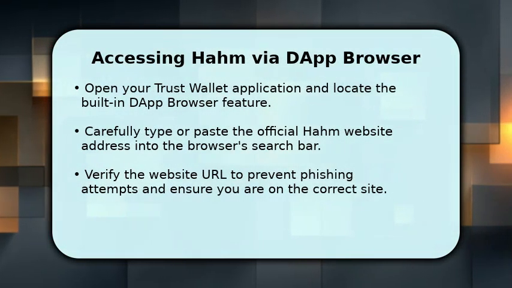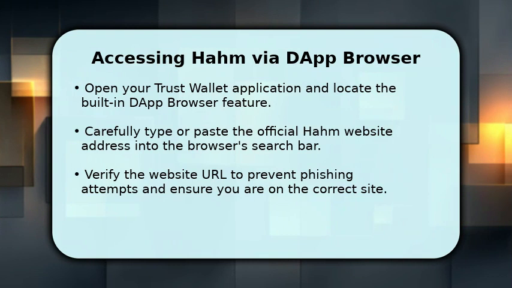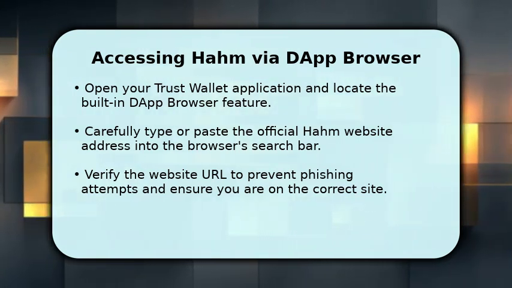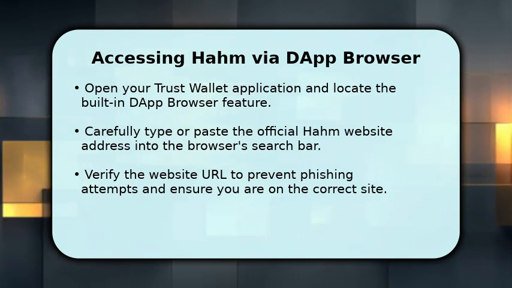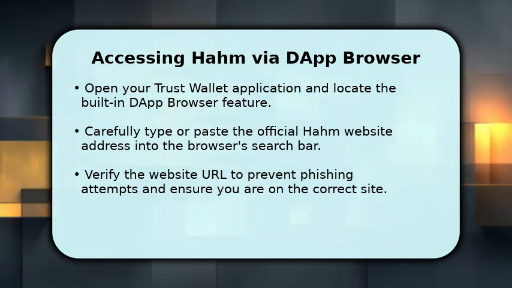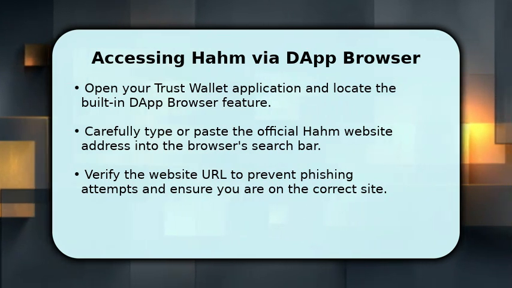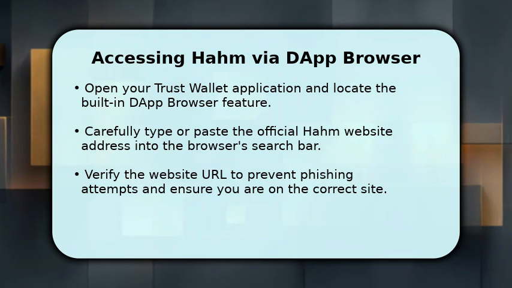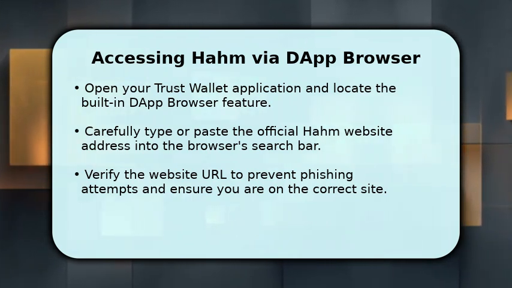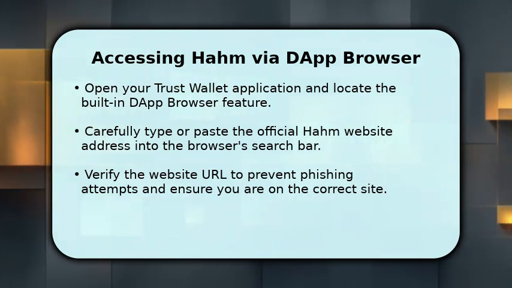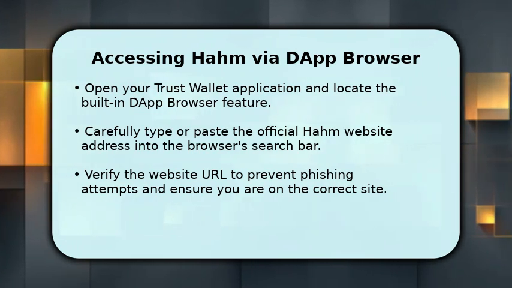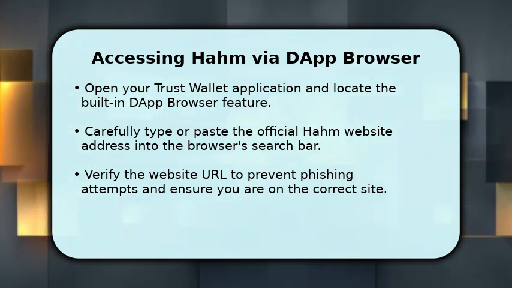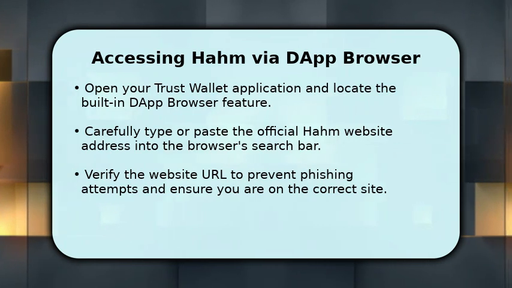Next, let's access Hahm. Open your Trust Wallet app and find the D-app browser, usually located at the bottom. In the browser's address bar, carefully enter the official Hahm website URL. Double-check the address to avoid any scam sites. Once on the Hahm platform, ensure your wallet is set to the correct network, which is often the BNB Smart Chain for many decentralized applications. This step is vital for a successful connection.